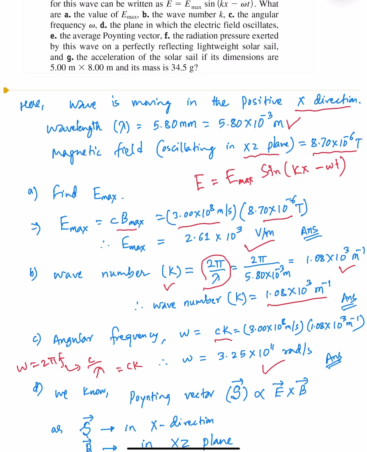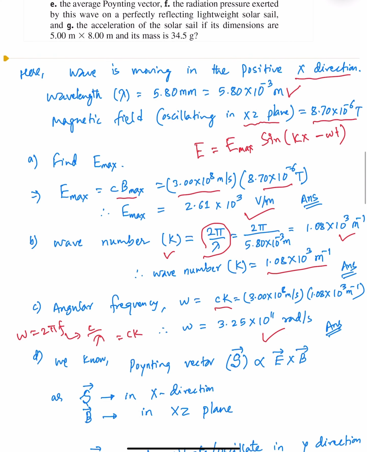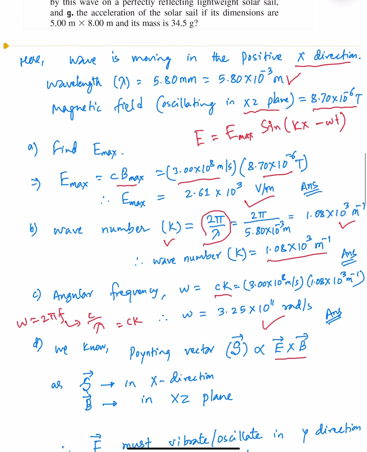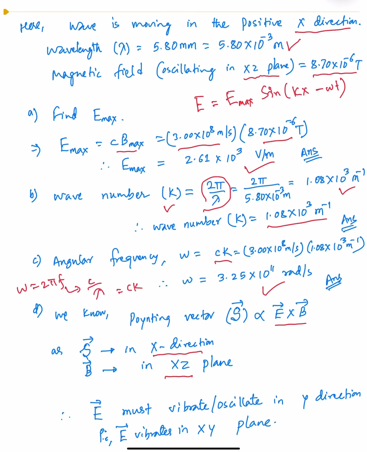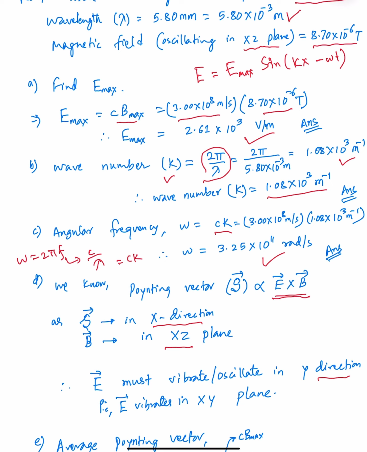You can do that. So this is omega. For part D, we have to find the plane in which the electric field oscillates. We know the Poynting vector is proportional to E cross B, with S in the x direction and B in the xz plane. So obviously E must oscillate in the y direction because this is a cross product. So E vibrates in the xy plane.